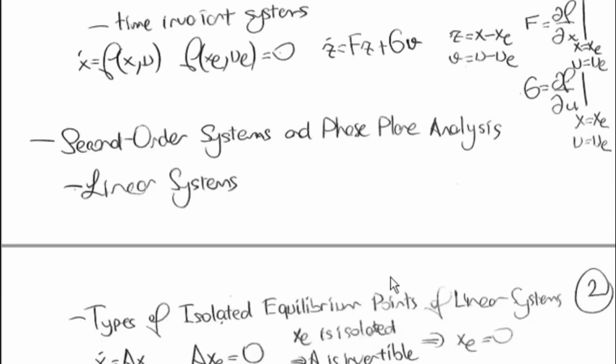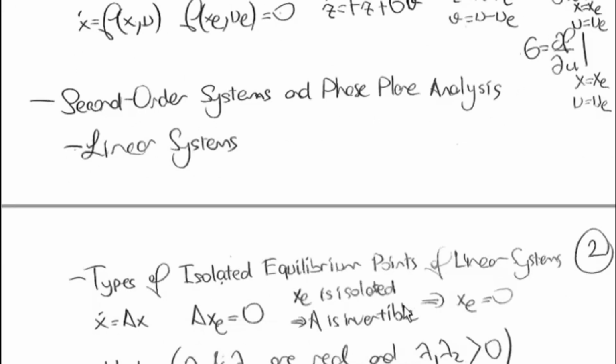Then we went into the second order systems and phase plane analysis. You know that the state space is called the phase plane in nonlinear control, and we looked at just the linear systems first, and we classified the equilibrium points of linear systems. If a linear system has an isolated equilibrium point, then it has to be at the origin. So we tried to classify what the origin is with respect to the eigenvalues of the A matrix.